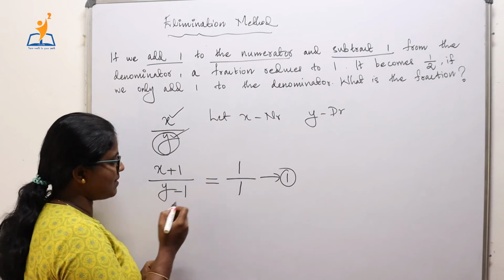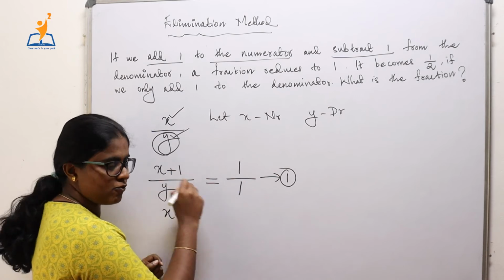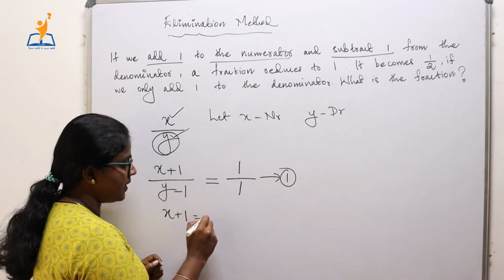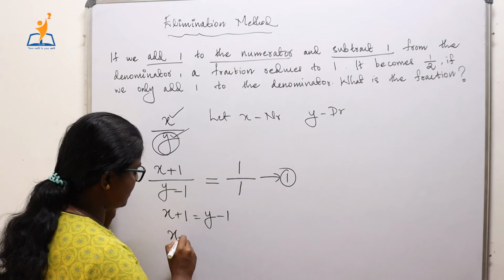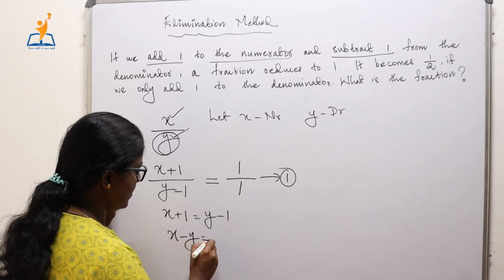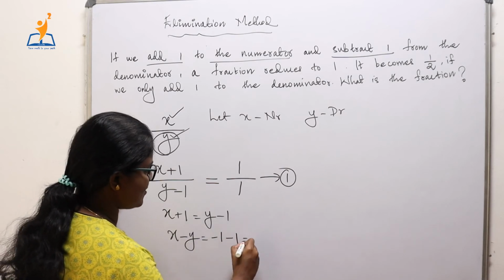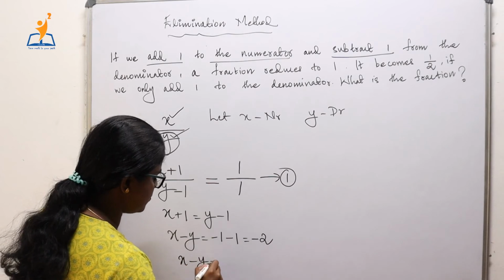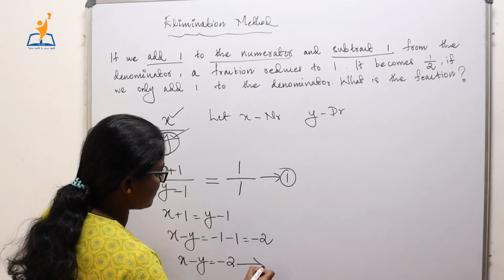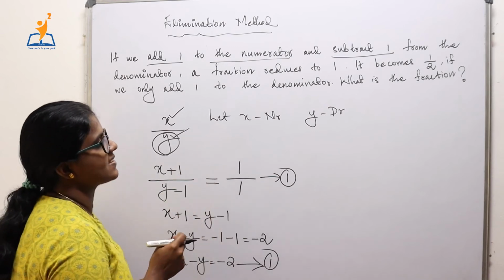This equation can be simplified like this: x plus 1 equals, by cross multiplying, y minus 1, which means x minus y equals minus 1 minus 1, that is minus 2. That is, x minus y equals minus 2 is our equation number 1. Now, what about the next condition?